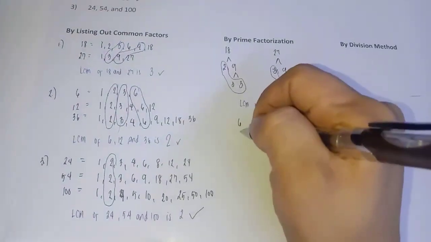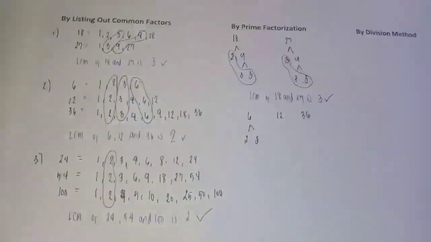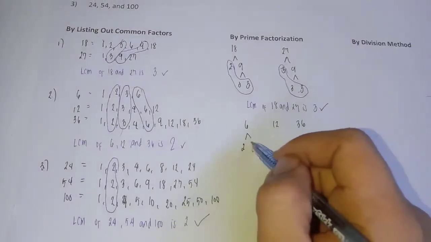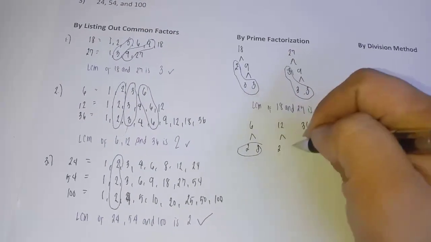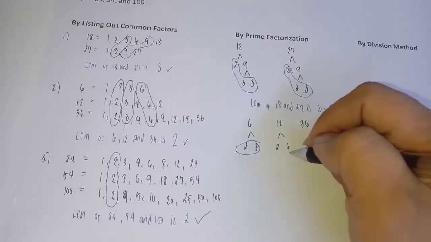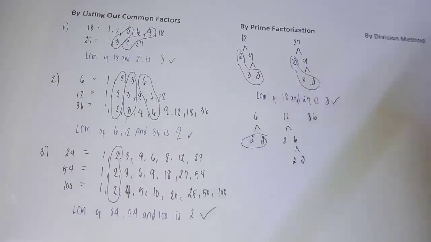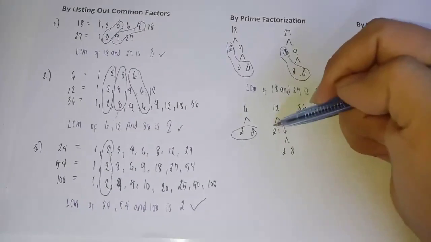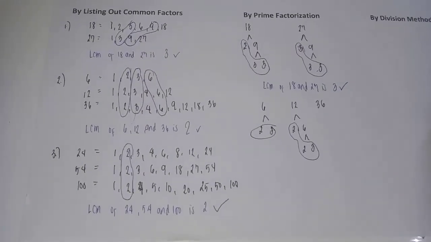So let's check. So the prime factors of 6 are 2 and 3 only. Okay, so these are the prime factors of 6. In the case of 12, we have 2 and 6. Okay, so factor further yung 6, and we will get 2 and 3. So the prime factors of 12 are 2, 2, and 3.